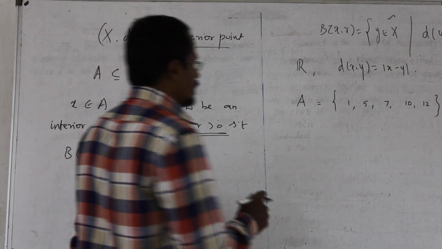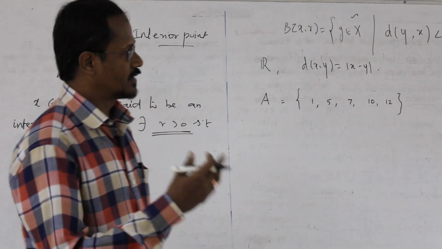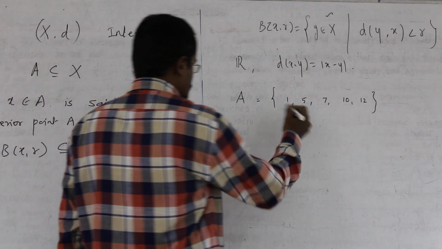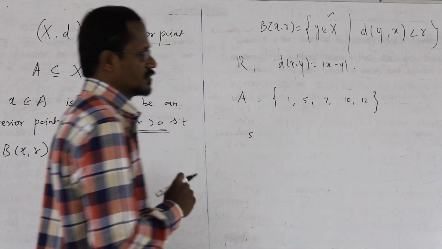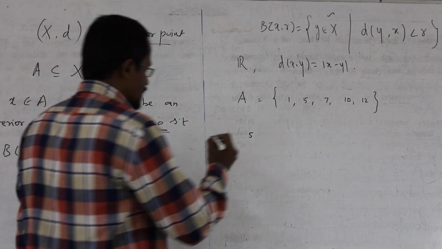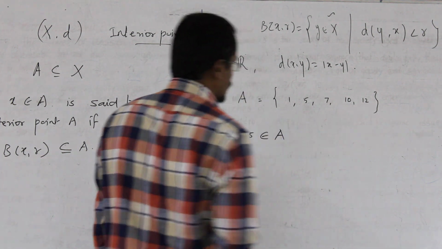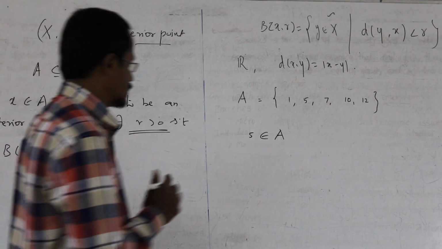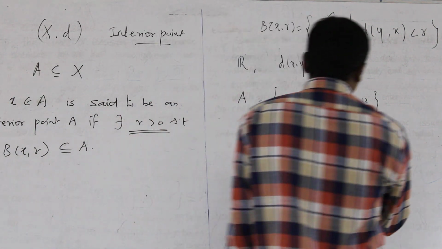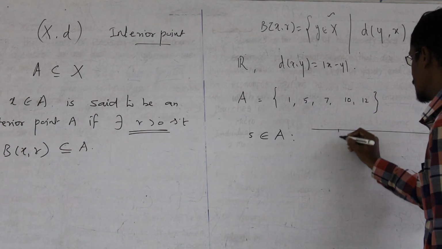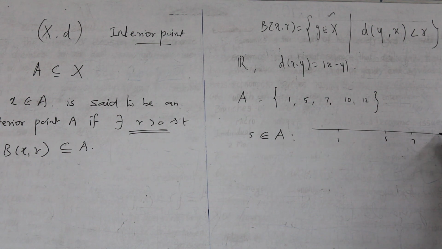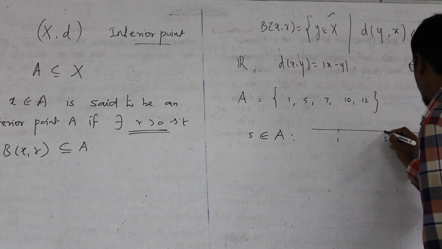So I want to verify whether any of these points 1, 5, 7, 10, 12 are interior to this A. I want to check that. First you take the point 5. It is in A. First condition, you have to verify whether it is a point of A. Yes, it is a point of A. To talk about whether it is an interior point of A, I just draw the real line to elaborate this concept. Here is 1, here is 5 and 7, here is 10 and here is 12. I am considering this as my point x.